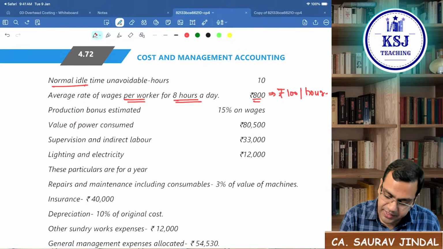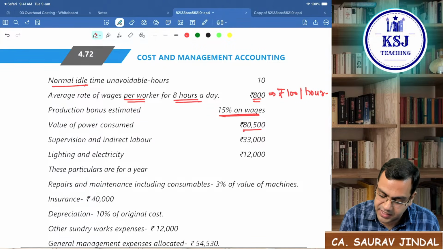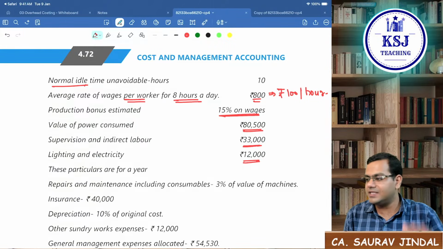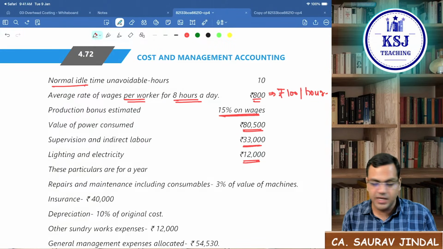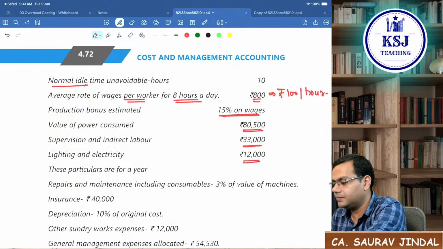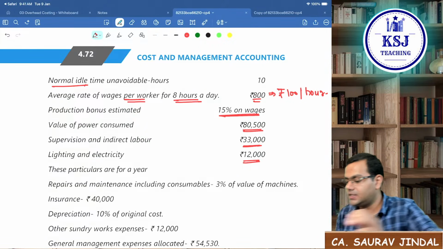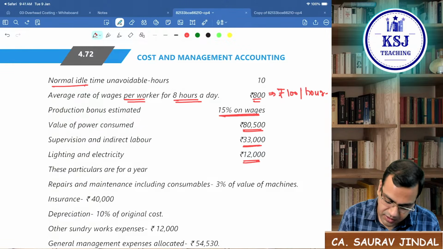Production bonus is estimated at 15% on the wages. Value of the power consumed is rupees 80,500. Supervision and indirect labor 33,000. Lighting and electricity 12,000. So all these expenses are given for how much period? All these are given for a 6-month period.